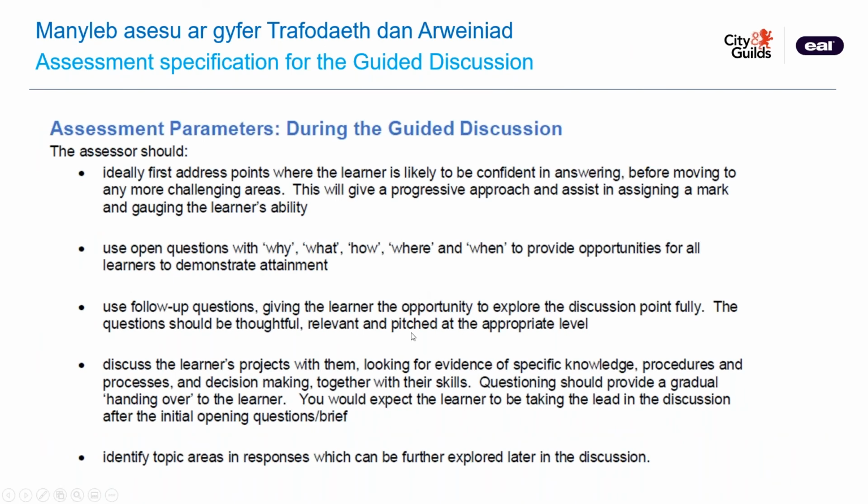So, the assessment specification for the guided discussion. The parameters during the guided discussion: ideally, first address points where the learner is likely to be confident in answering before moving to any more challenging areas. This will give a progressive approach and assist in assigning a mark and gauging the learner's ability. So ease them into the questioning. Use open questions with why, what, how, where and when to provide opportunities for learners to demonstrate their attainment and understanding.